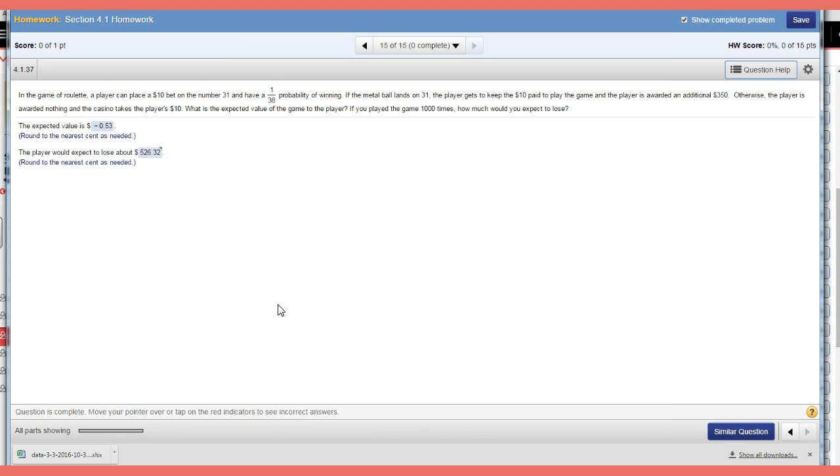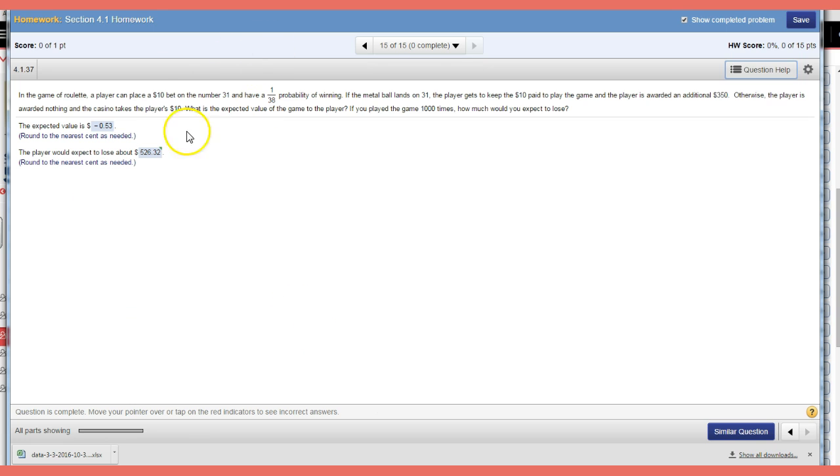All right, the next question, most of you had doubts on this one. In a game of roulette, a player can play a $10 bet on the number 31 and have 1/38 probability of winning. If the metal ball lands on 31, the player gets the $10 paid to play the game, and the player is awarded an additional $350. Otherwise, the player is awarded nothing, and the casino takes the player's $10. What is the expected value of the game to the player? If you played 1,000 times, how much would you expect to lose?